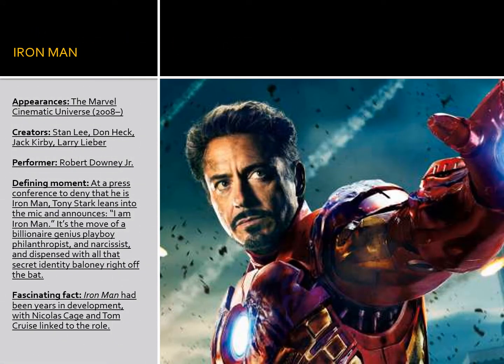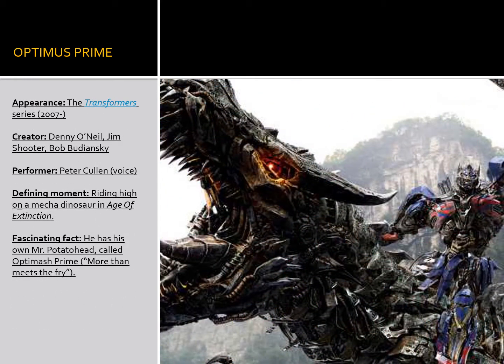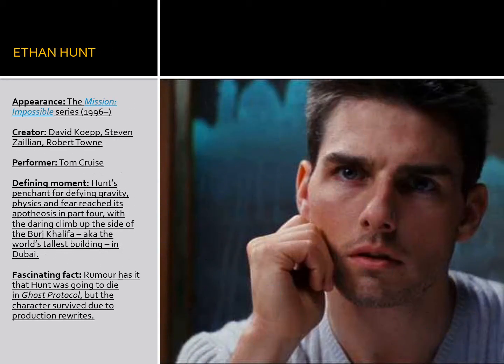An example of an Übermensch is Tony Stark, who is richer and smarter than most people. Hence, he created the Iron Man persona. Another example is Optimus Prime, who is one of the best robots in the Transformers. That's why he is their leader. We also have Ethan Hunt, a super spy from the Mission Impossible series.